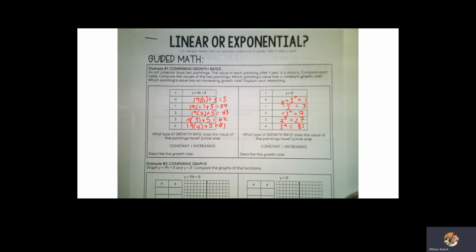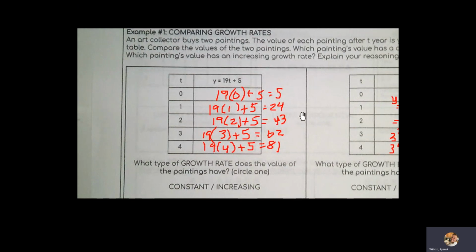Okay, so now what we have to do is find the common difference or the common ratio. To determine if it's constant or increasing, you have to determine what the difference between each of these is. So if you have this problem right here, what's the difference between 24 and 5? What's the difference between 43 and 24? What's the difference between 62 and 43? So somebody subtract 24 minus 5.